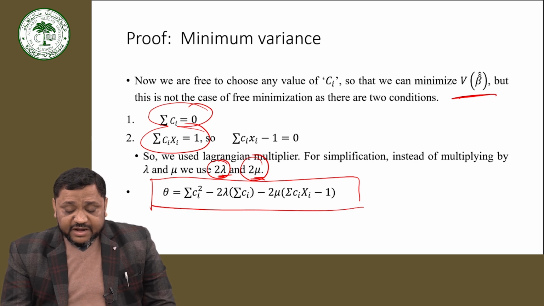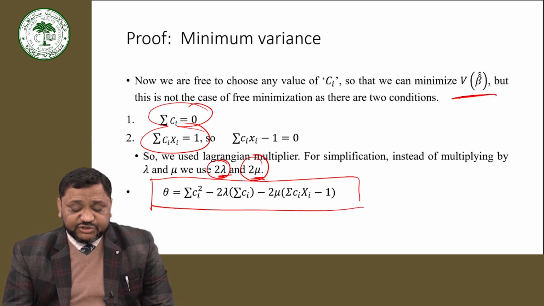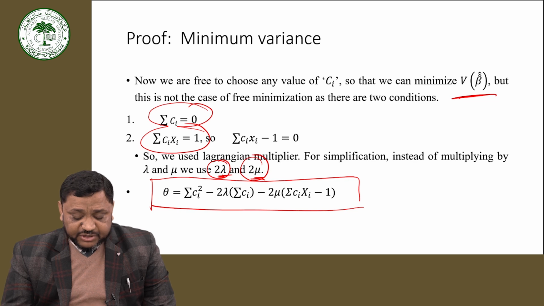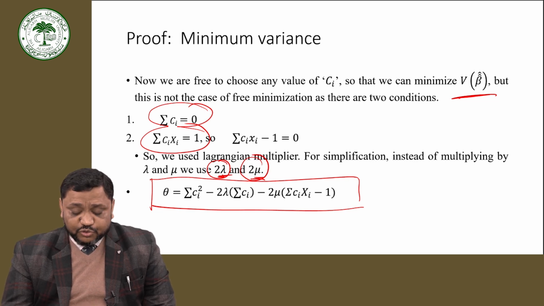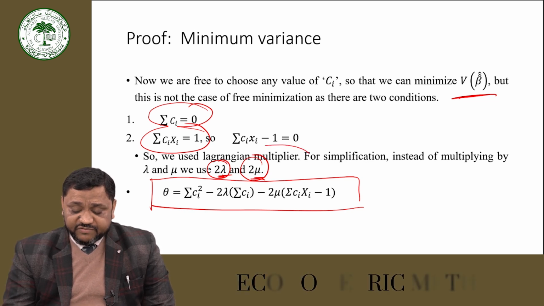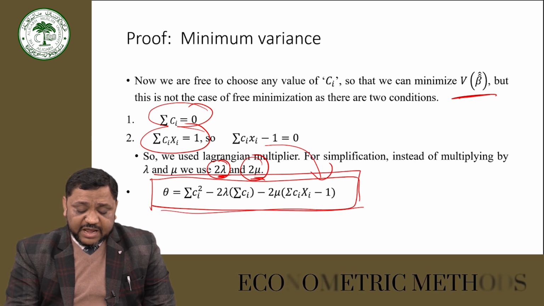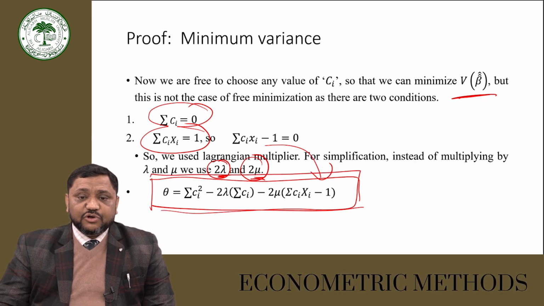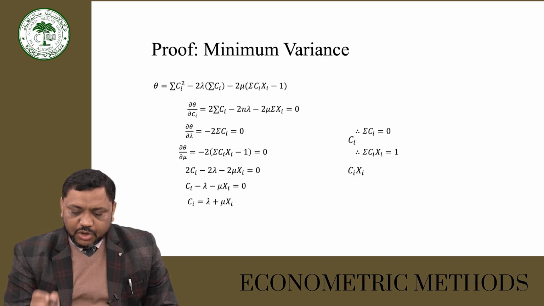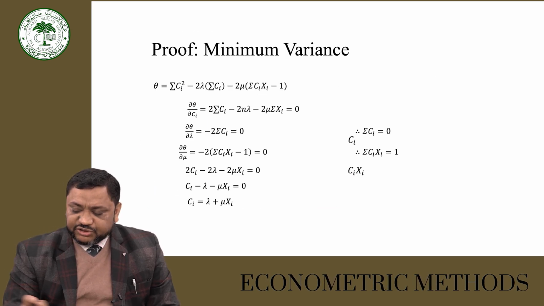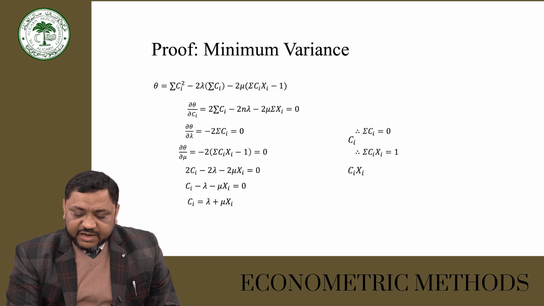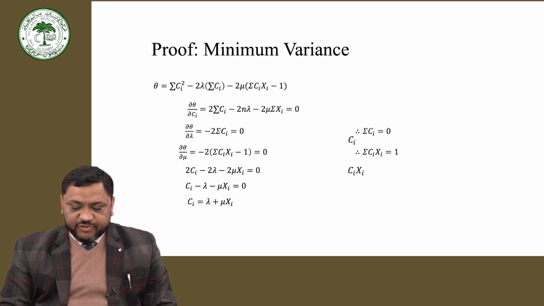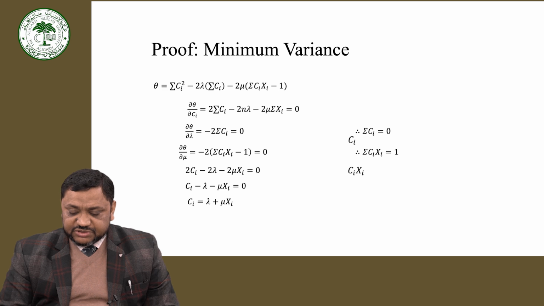So we can write the Lagrangian function as theta equal to summation ci square minus 2 lambda summation ci minus 2 mu, summation ci xi minus 1, because we have just modified it. So this is your Lagrangian function, and we will try to minimize the variance. We start with the Lagrangian function, which reads theta equal to summation ci square minus 2 lambda summation ci minus 2 mu, summation ci xi minus 1.